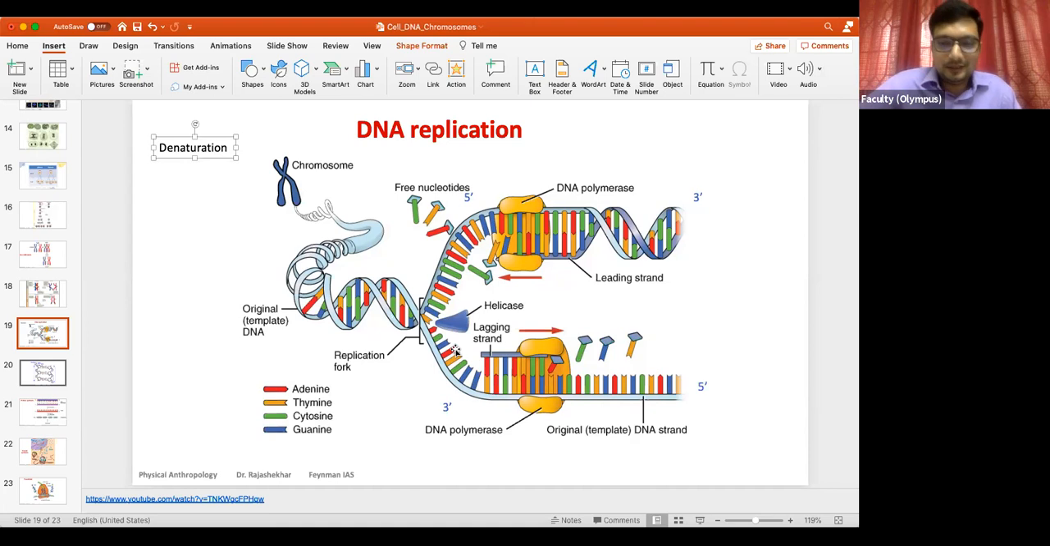Okay, let's see. So here, what we are seeing is that we have an enzyme called DNA polymerase, which is actually synthesizing the DNA. Okay, how does it do that?